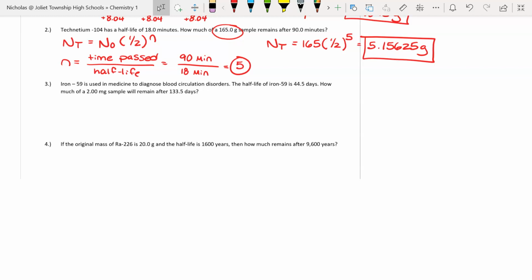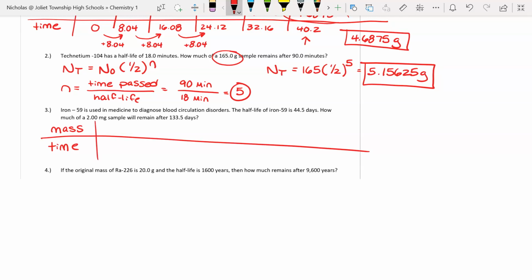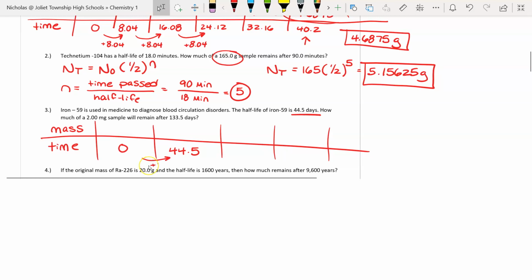Okay, for number 3, let's go ahead and do another table, just so you're familiar with the process. So I'm going to write mass at the top, and then time is going to go at the bottom. I'm going to extend my table out. Okay, not sure how many columns I need, but I know I need to go up to 133.5 days. So let's start our time at 0. Our half-life is 44.5 days, so each time I go forward a column, I'm going to add 44.5. So again, plus 44.5 each time.